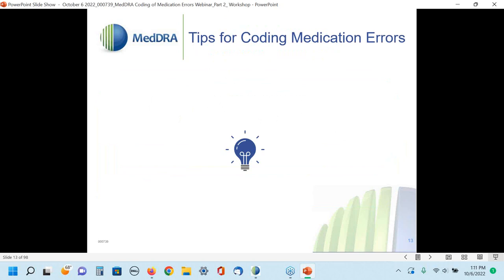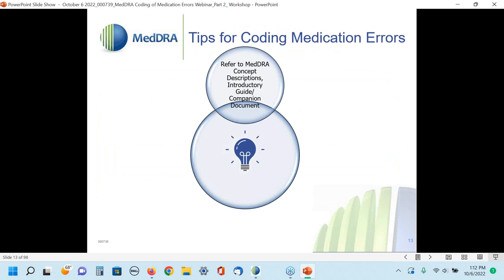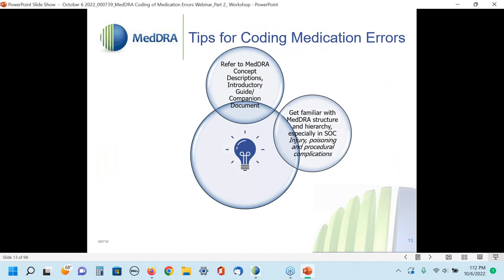Now, we talked about tips for coding medication errors. They were all pretty straightforward, and we talked about them exhaustively in part one. You certainly need to know something about MedDRA concept descriptions, and you certainly need to know that there's an entire section on medication errors in the PTC companion document. You need to be familiar with MedDRA's structure, its hierarchy, and specifically the injury, poisoning, and procedural complications SOC, because that's where these medication error LLTs are going to be found.